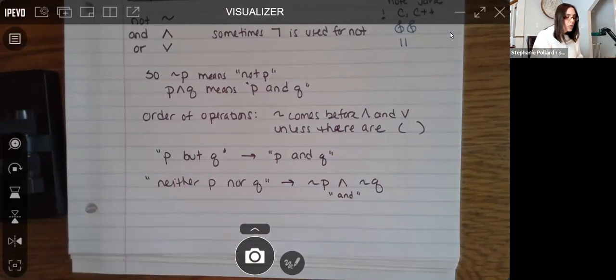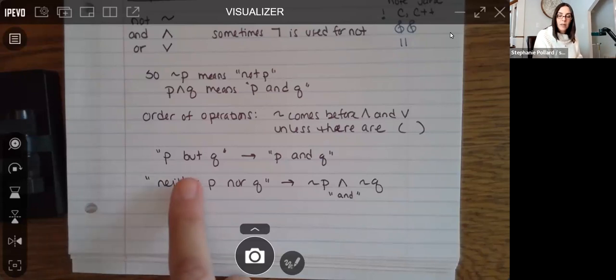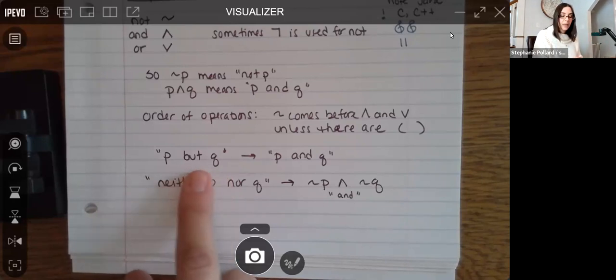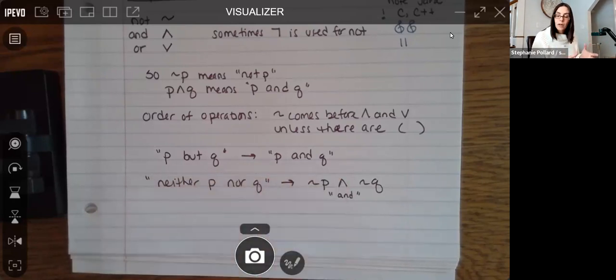Then here we had two phrases that are used a lot, but are not quite clear in what they mean. When you have a logic statement that has P but Q, so something but something, you're really saying P and Q are occurring. Neither P nor Q is another way to say not P and not Q. So both of them are not occurring.